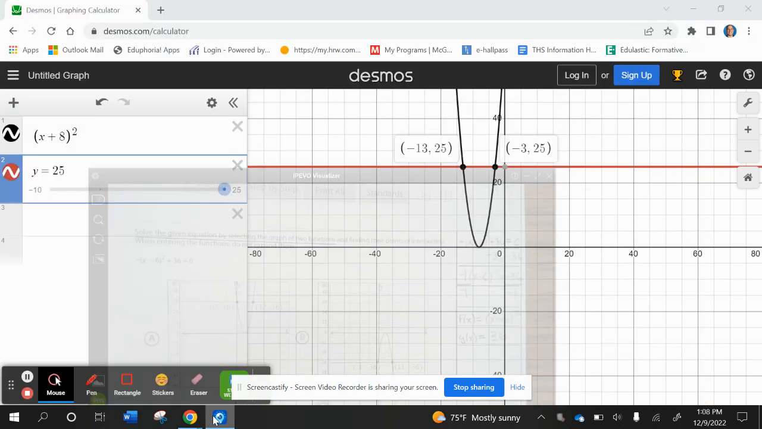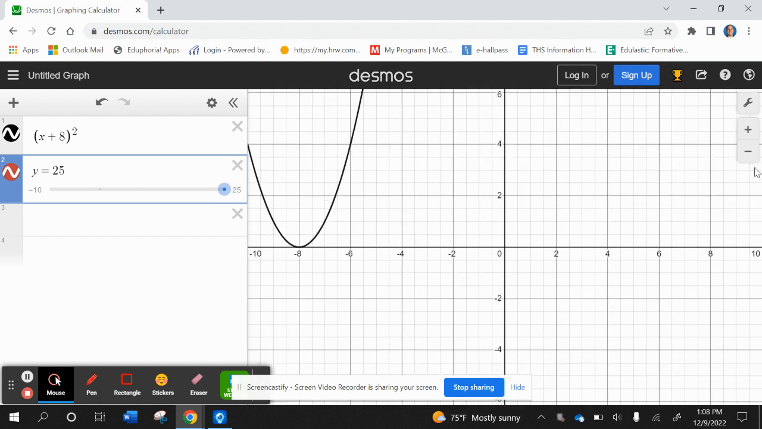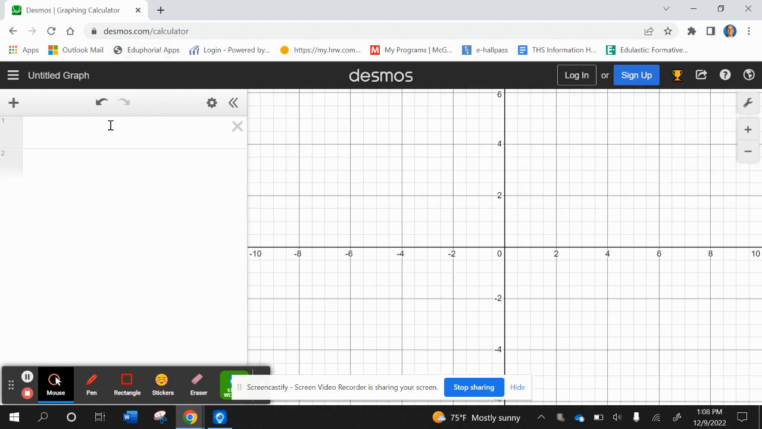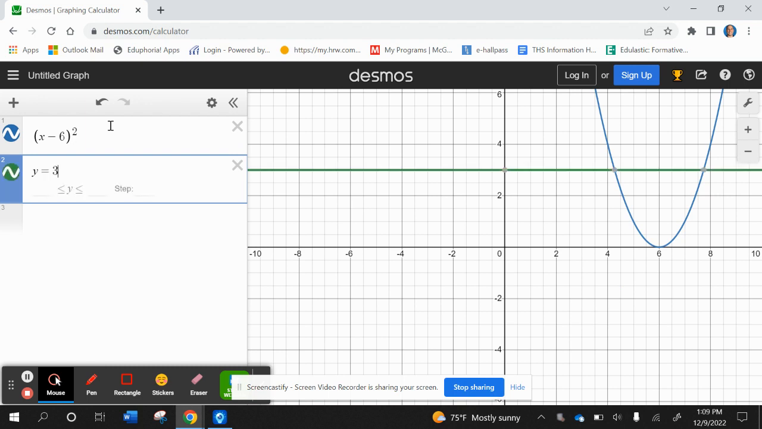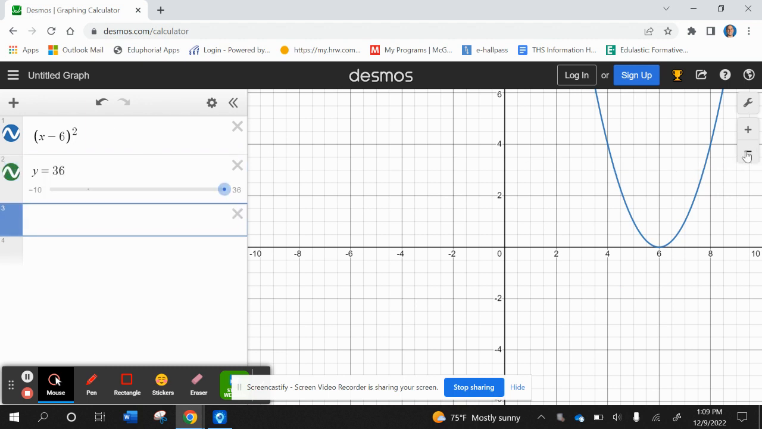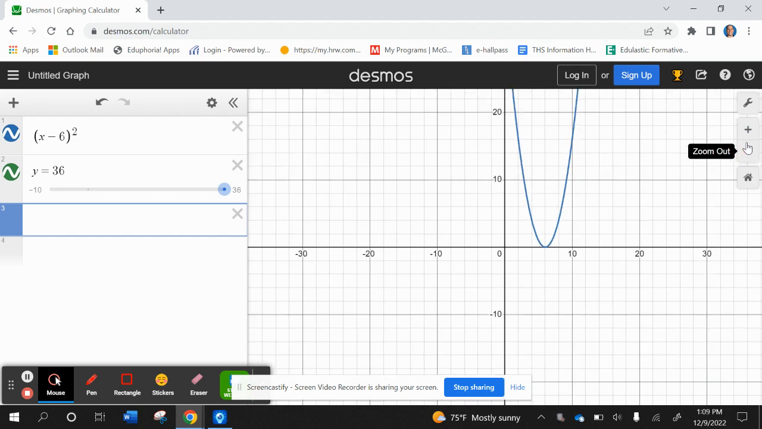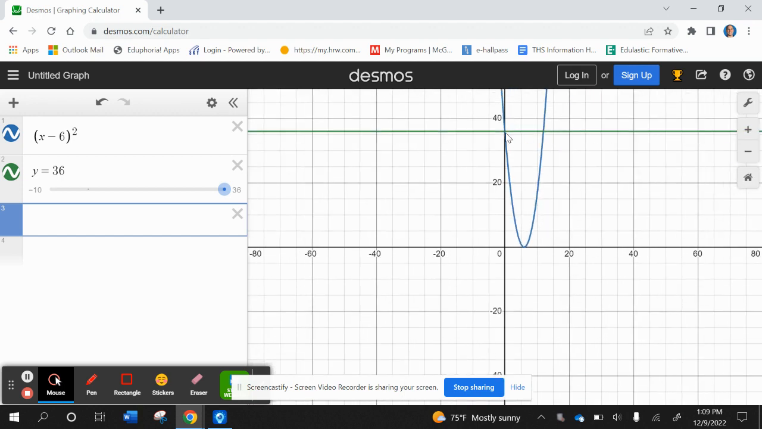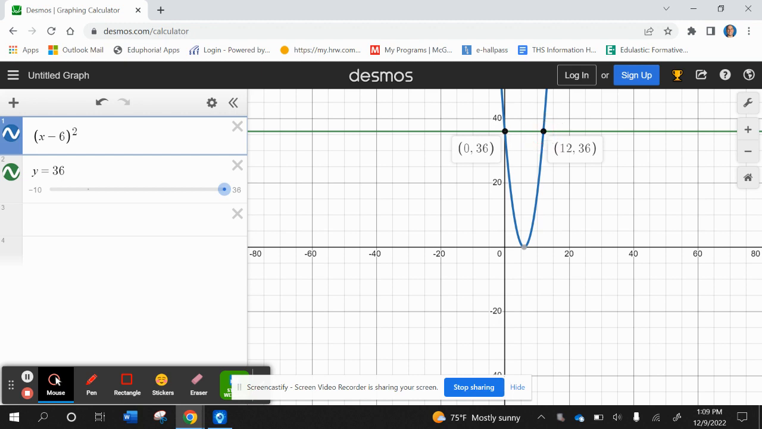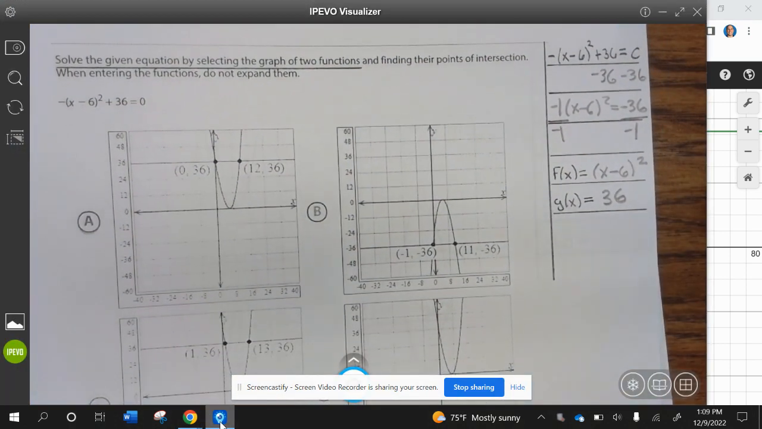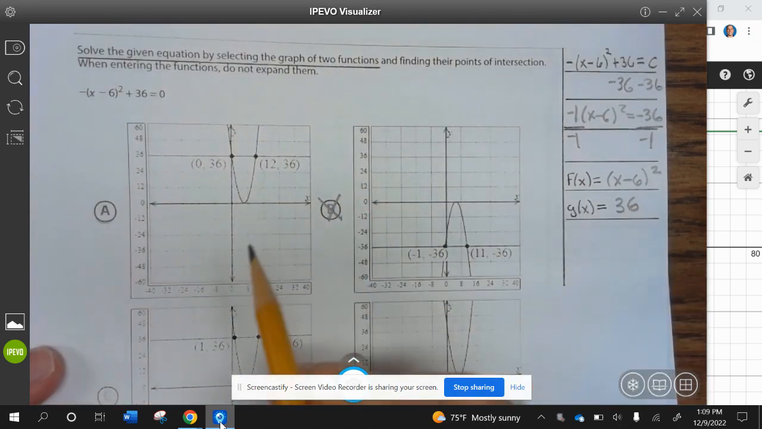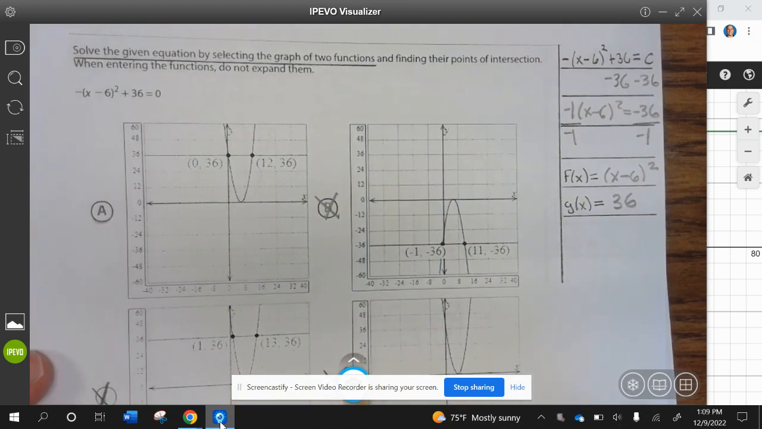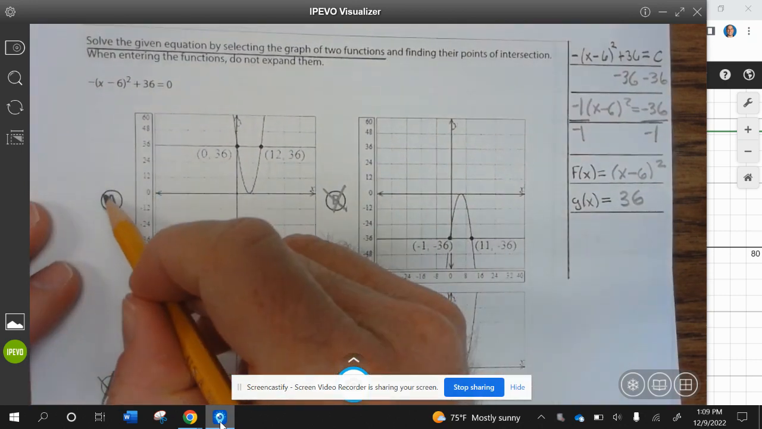All right, so we're going to graph that in Desmos. And again, you always want to press the home key. And we're going to remove the previous problem, and then type (x minus 6) squared, and y equals 36. We're going to zoom out, and then we're going to click on the points of intersection. All right, so let's look. The answer is not B. A looks okay. C is not correct. D is not correct. So the answer has to be A.